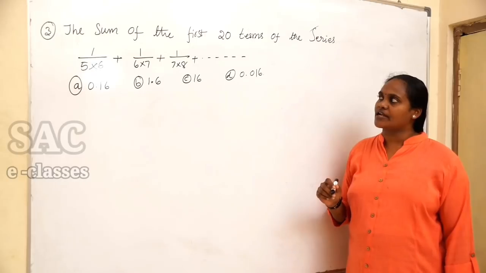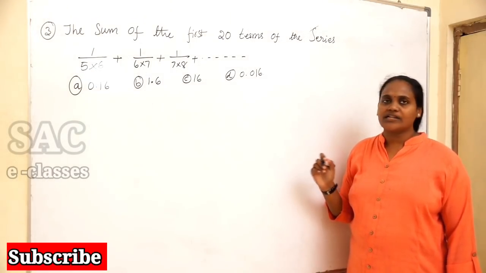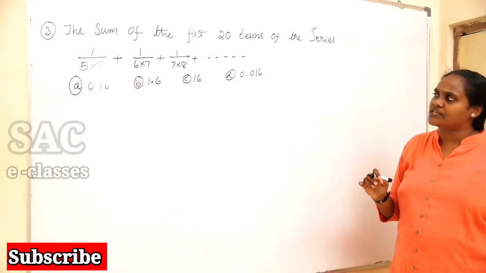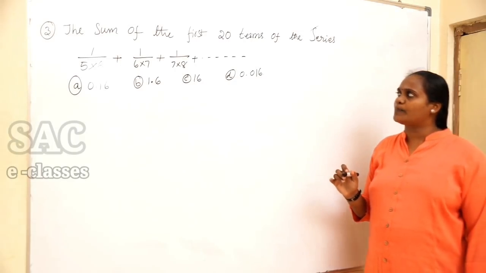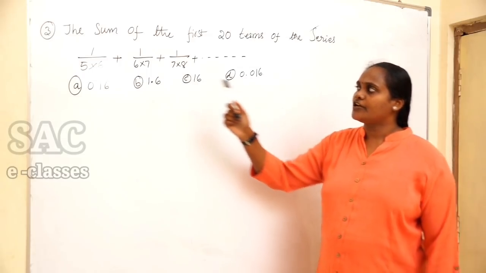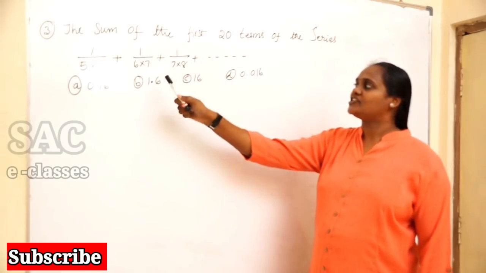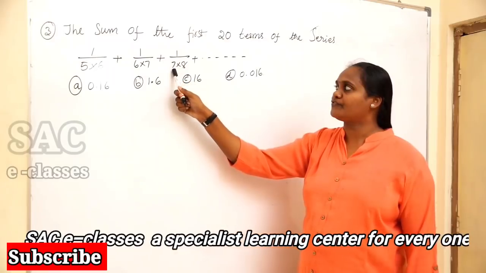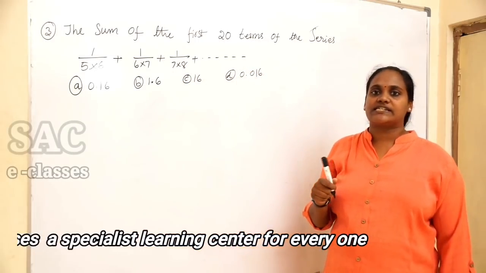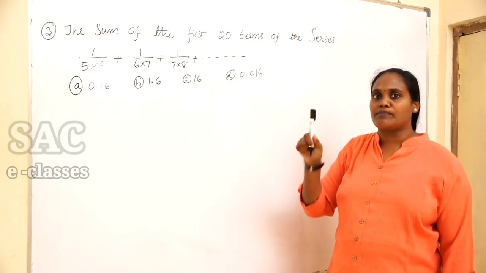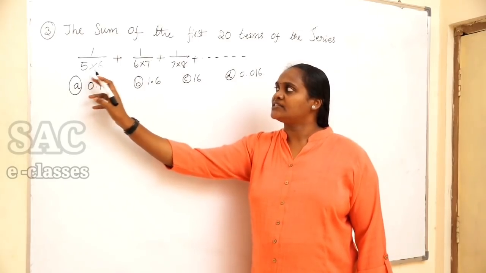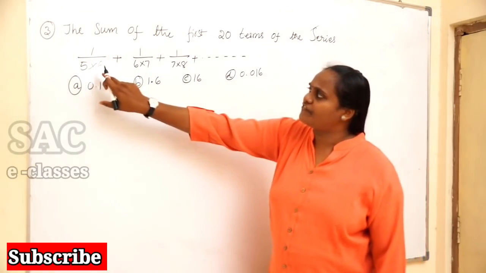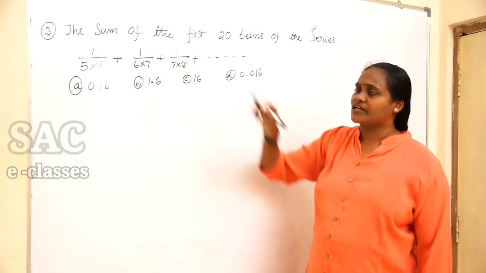1 by 6 into 7 plus 1 by 7 into 8 and so on, they have given. Then options also they have given to you. The options are A 0.16, B 1.6, C 16 and D 0.016. If you observe carefully, you cannot find the normal addition of the fractions here. Reason: 1 by 30 plus 1 by 42 plus 1 by 56, you can't find the LCM. So go for the previous problem's method: do the denominators have any pattern? Yes, consecutive natural numbers, and the difference is 1, which matches the numerator.